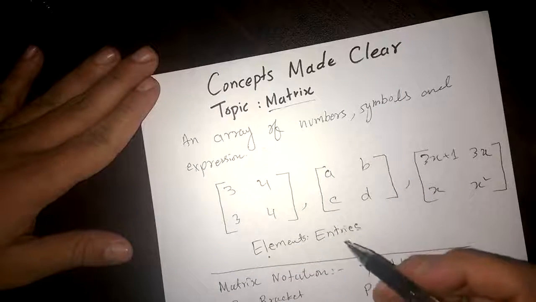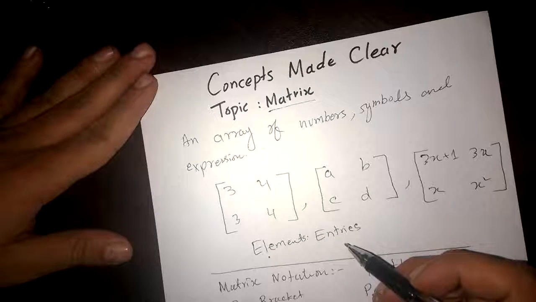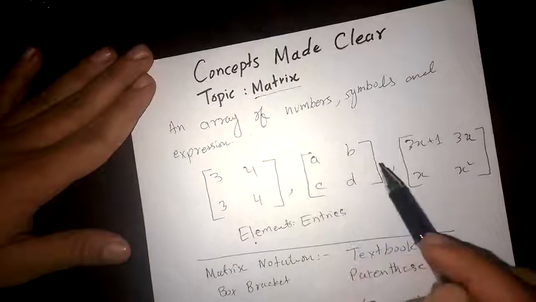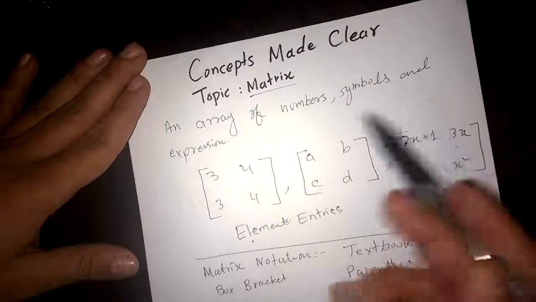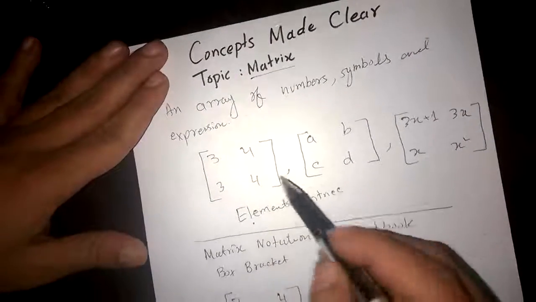Today we'll be learning about matrices here. So the basic question that comes to mind is, what is a matrix? A matrix is a rectangular array of numbers, symbols or expressions. Okay, so what do we mean by that?